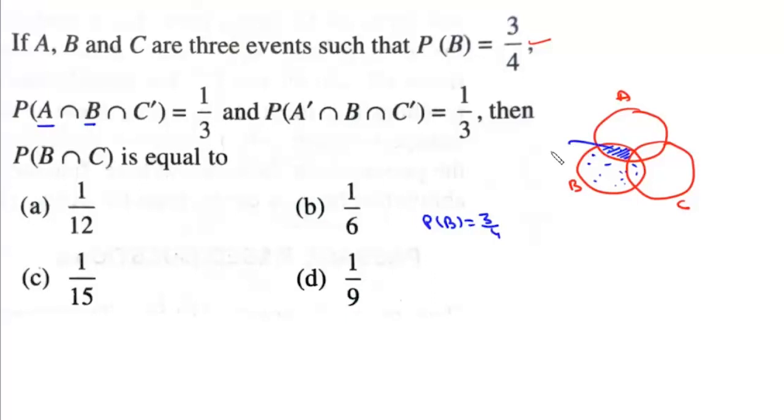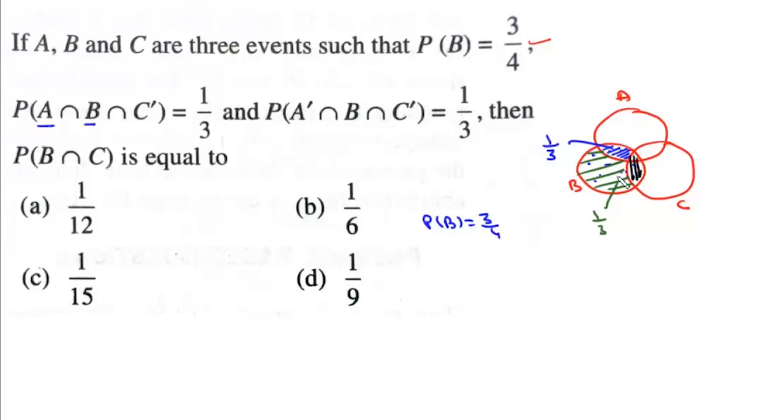And this probability is 1 by 3. And probability of B intersection A naught and C naught, so that part of B which doesn't contain A and C. So we are talking about this region. So this probability is 1 by 3. Now we are supposed to find this probability.